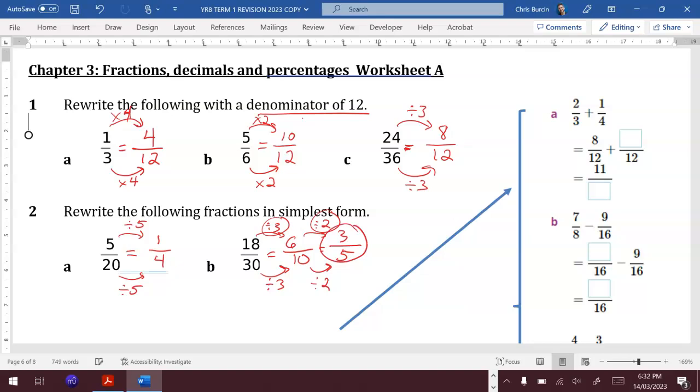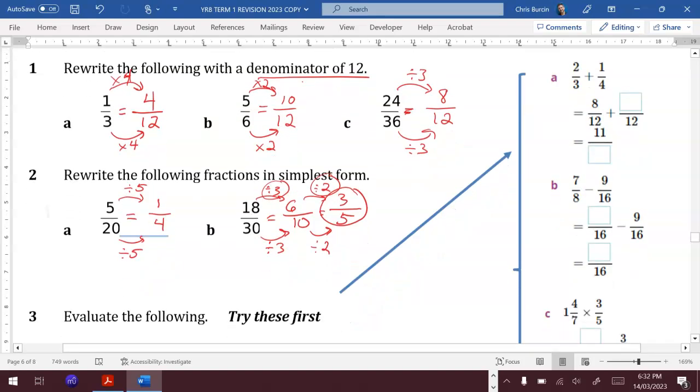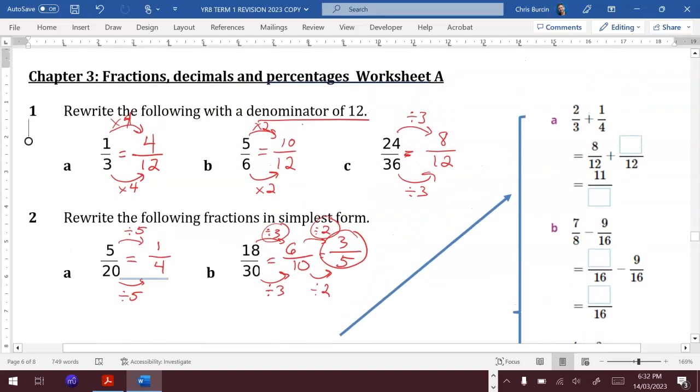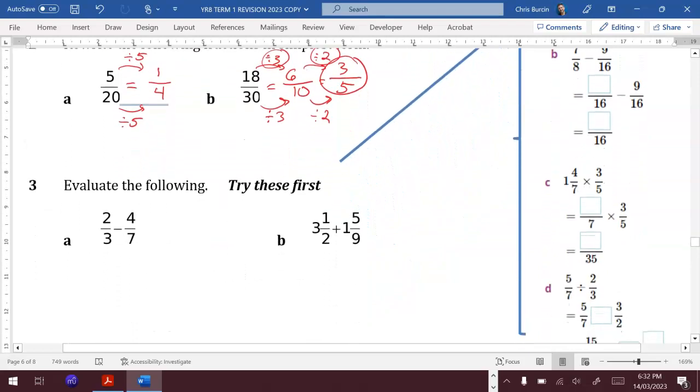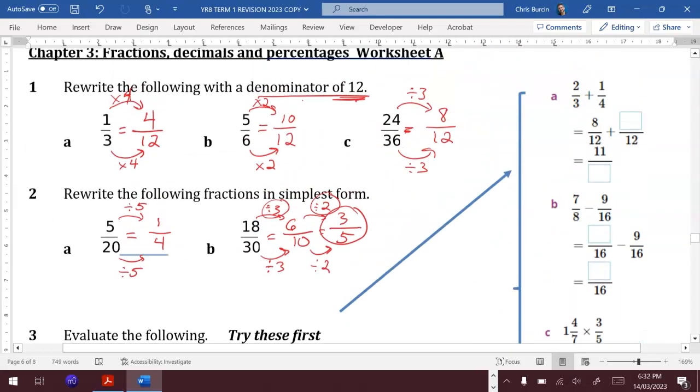Why is this in simplest form? Because there's no other way I can cancel this and keep a whole number on the top and a whole number on the bottom. So that is how you find a common denominator and how you reduce a fraction to its simplest form. And next we will look at adding and subtracting fractions using the knowledge that we now have.